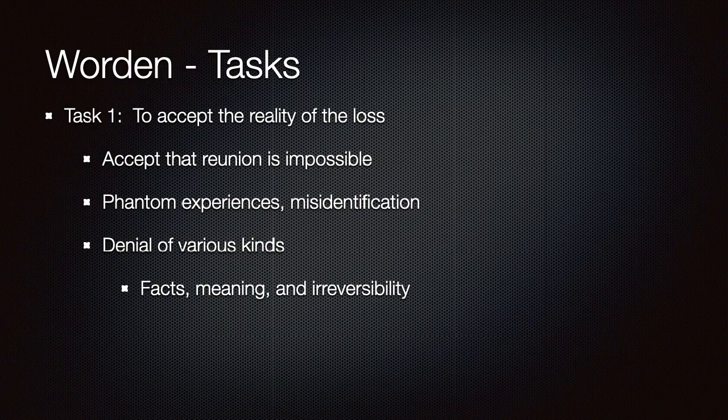So let's walk into Worden's tasks. The very first one is to accept the reality of the loss. All of this includes a willingness to accept that reunion is impossible. Now, she said something really interesting, that she knew it but didn't know it. That's a key thing we'll look at in a second. But accepting it in this first task is really tough, because we equate accepting something with saying that what happened is okay.